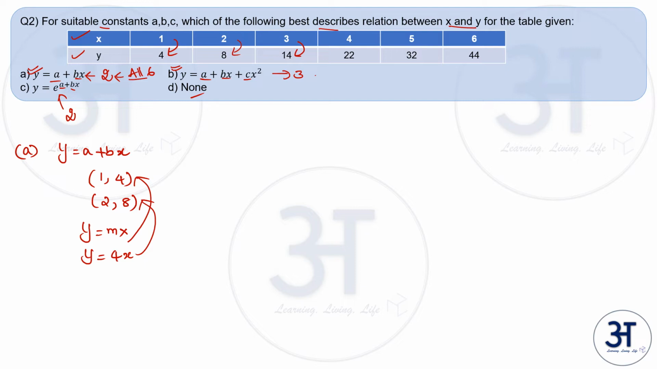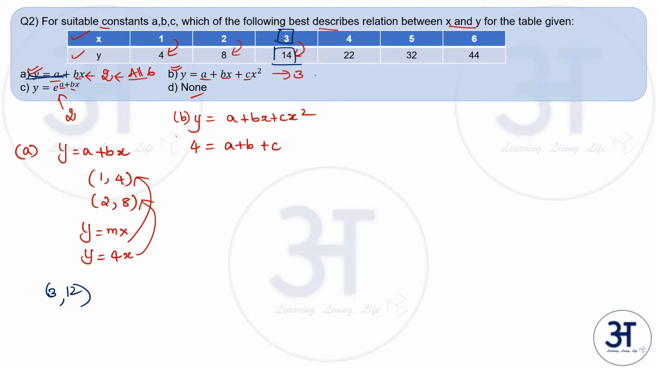Now if x is equal to 3, then what should y be? 12. But here for x equal to 3, we have y equal to 14. So clearly this is not our answer. A is not the answer. Now let us look at the case of B. B is a plus bx plus cx square. So let us take 3 points. First point is 1 comma 4. In that case we have y, 4, is equal to a plus b plus c.